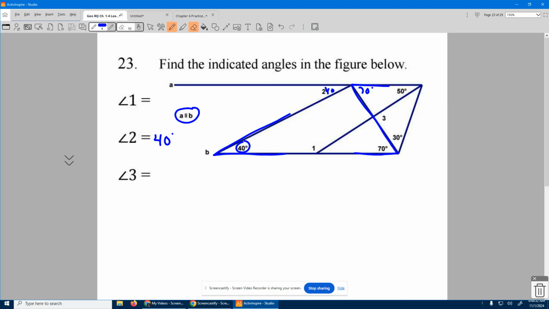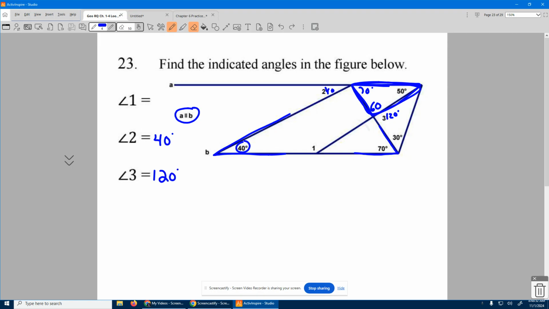Now, if I have 70 there and 50 here, what do you see? I see a triangle. 70 and 50 adds up to 120, so this is going to be 60. Its vertical will be 60. Its linear pair is 120 right there and 120 right there. So we now know angle 3 is 120 degrees.